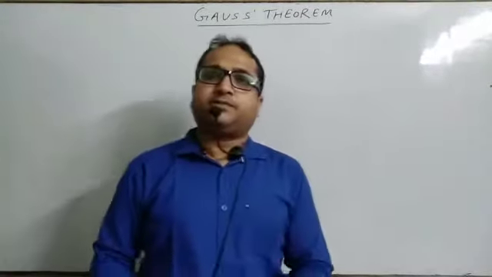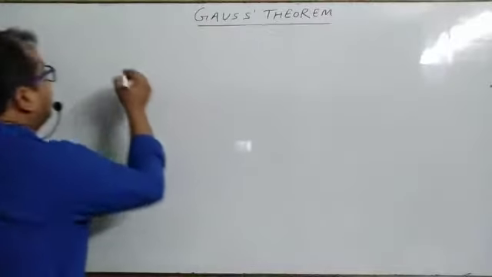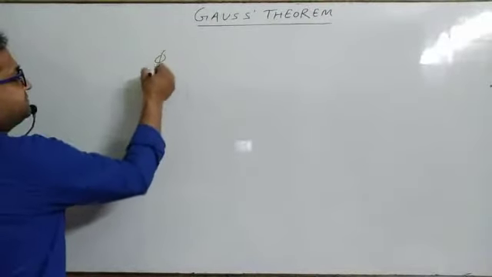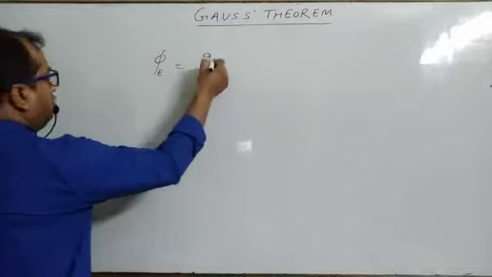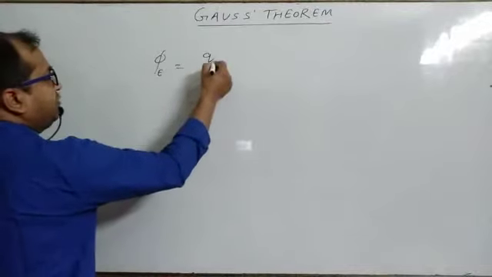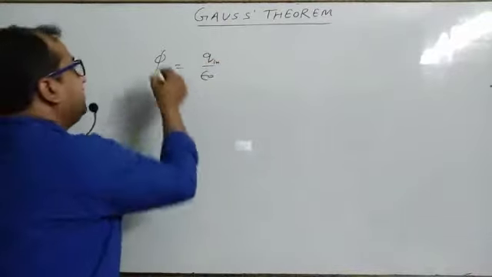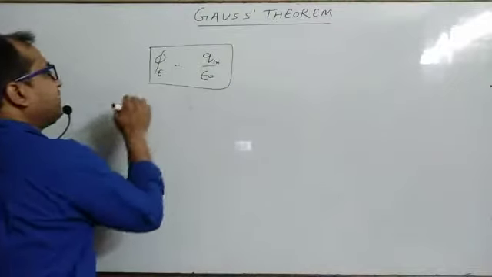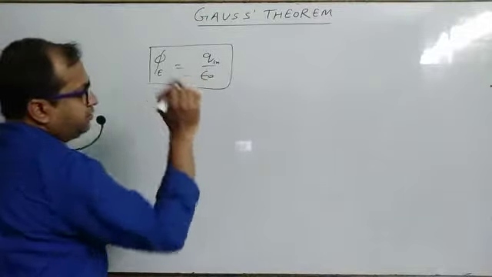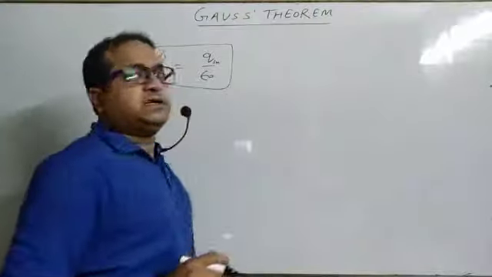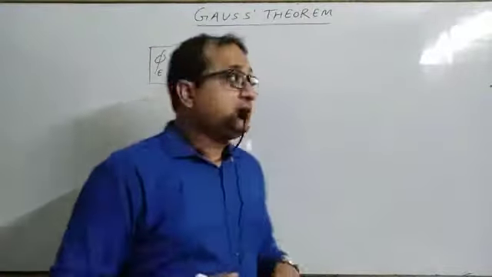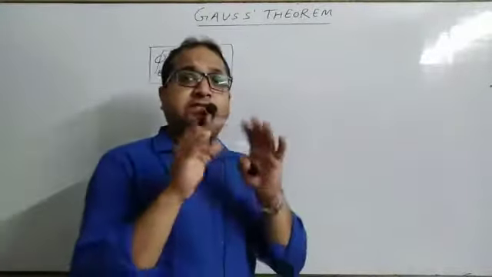In Gauss theorem, according to Gauss, phi E equals Q in by epsilon naught. So according to Gauss, phi is equal to Q in by epsilon naught. Q in means Q inside the surface. What is the meaning of inside?